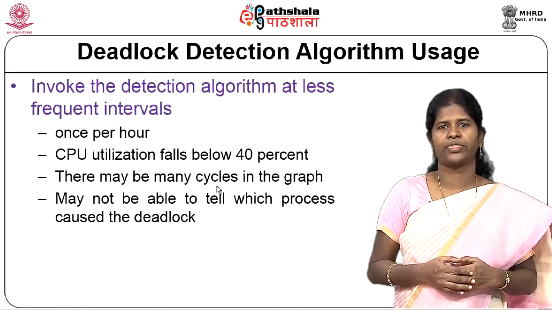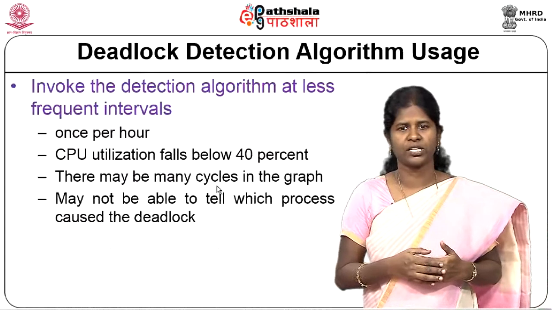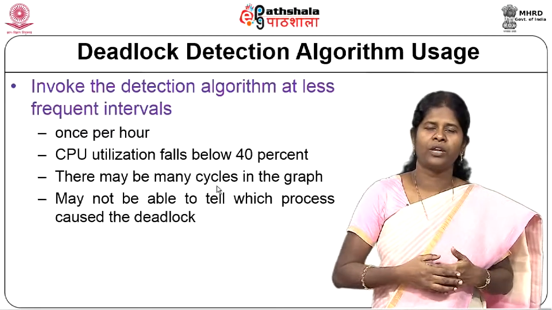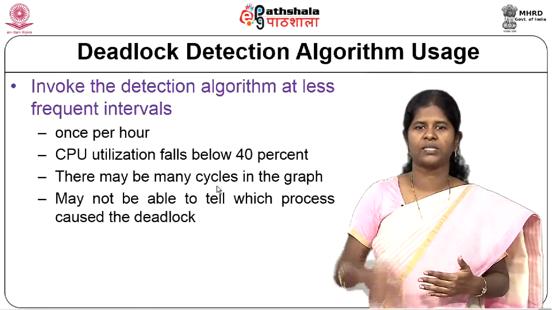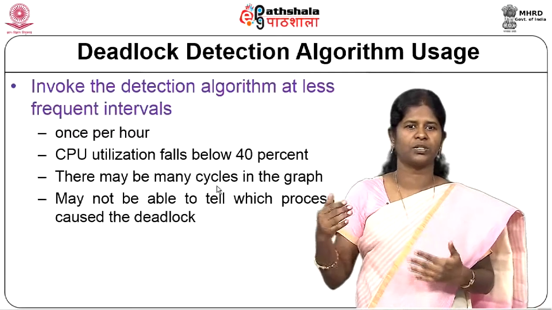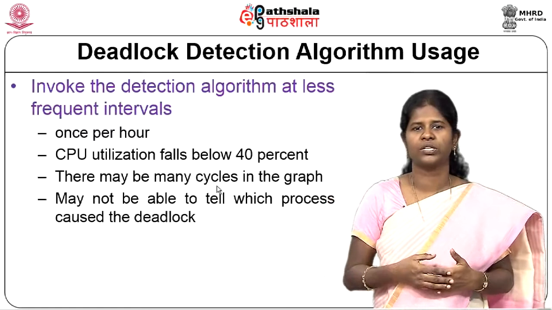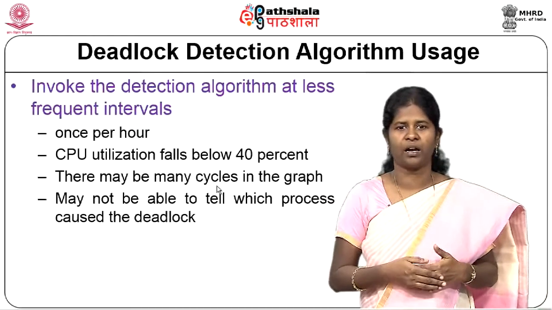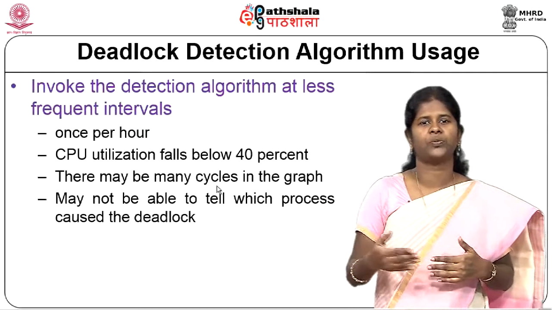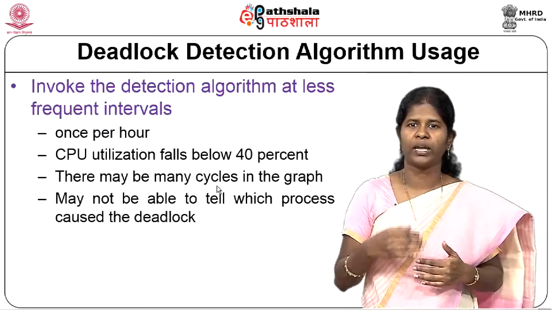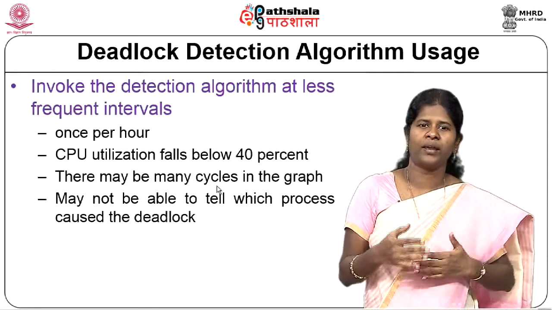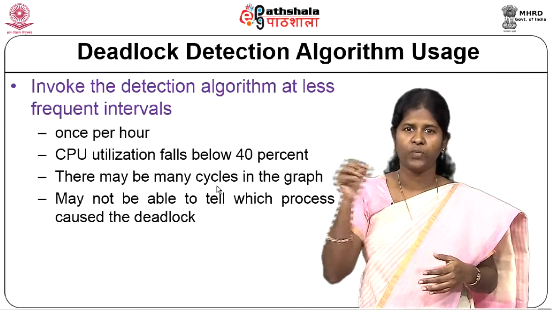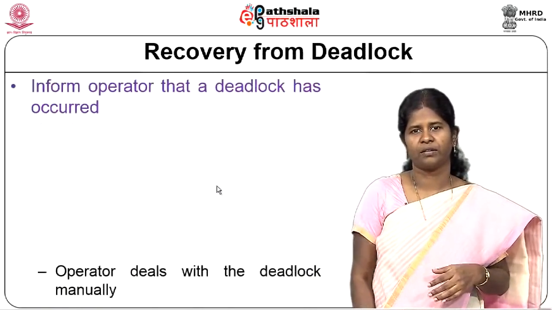The next policy is to invoke the deadlock detection algorithm at less frequent intervals. You can invoke it maybe once per hour, or when the CPU utilization is very low, maybe it falls below 40% or 30%, and then you invoke the deadlock detection algorithm. And there can be many cycles in the graph. So, you may not be able to tell which process caused the deadlock in this case, because you are not invoking it each and every time a request is made. You are invoking only at infrequent intervals of time, and there will be many processes in the cycle. So, you will not really know which is the exact process which caused the deadlock.